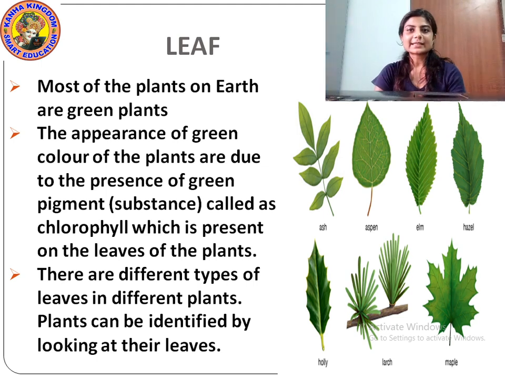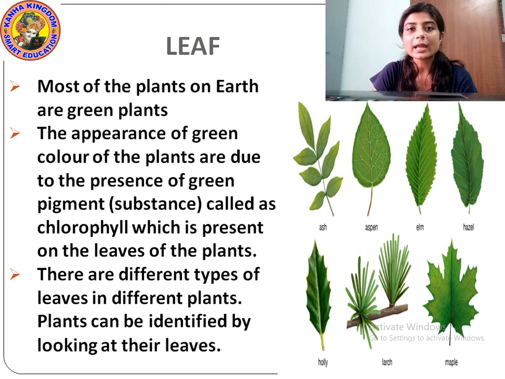So kids, see what is written in the slide. Most of the plants on earth are green plants. Yes or no? Most of the plants that you see around are green in color. Then the appearance of green color of the plants is due to the presence of a green pigment substance called chlorophyll, which is present in the leaves of the plants.